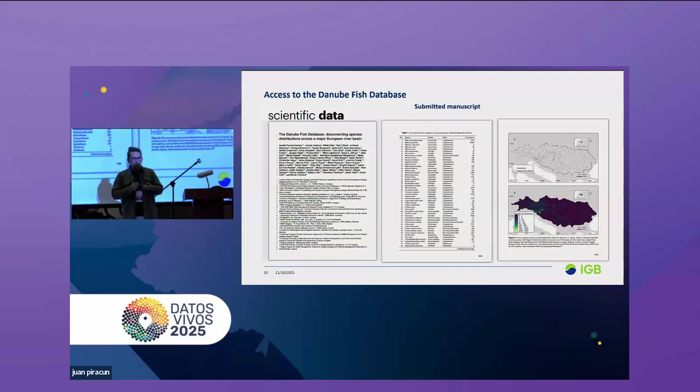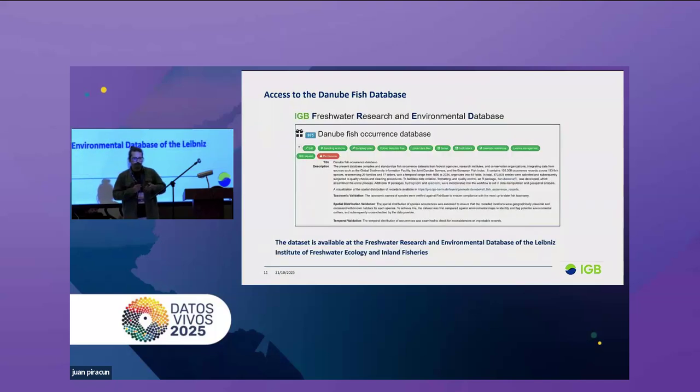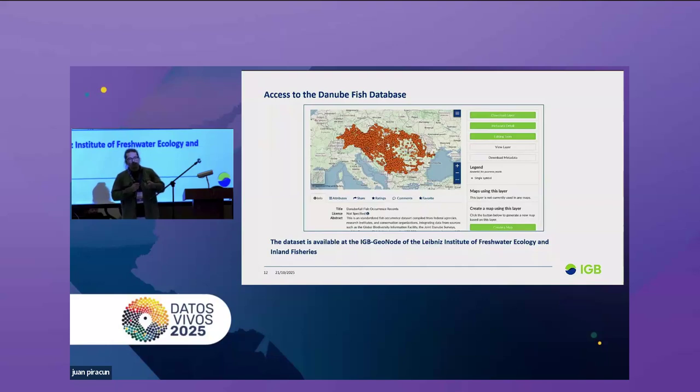We are about to submit a data paper in Scientific Data describing this database, and after publication the database will also be available and could be downloaded as a CSV file from the Freshwater Research and Environment database of our institute, but also could be accessed through the GeoNode platform, which is the geospatial platform of our institute, also in Berlin.